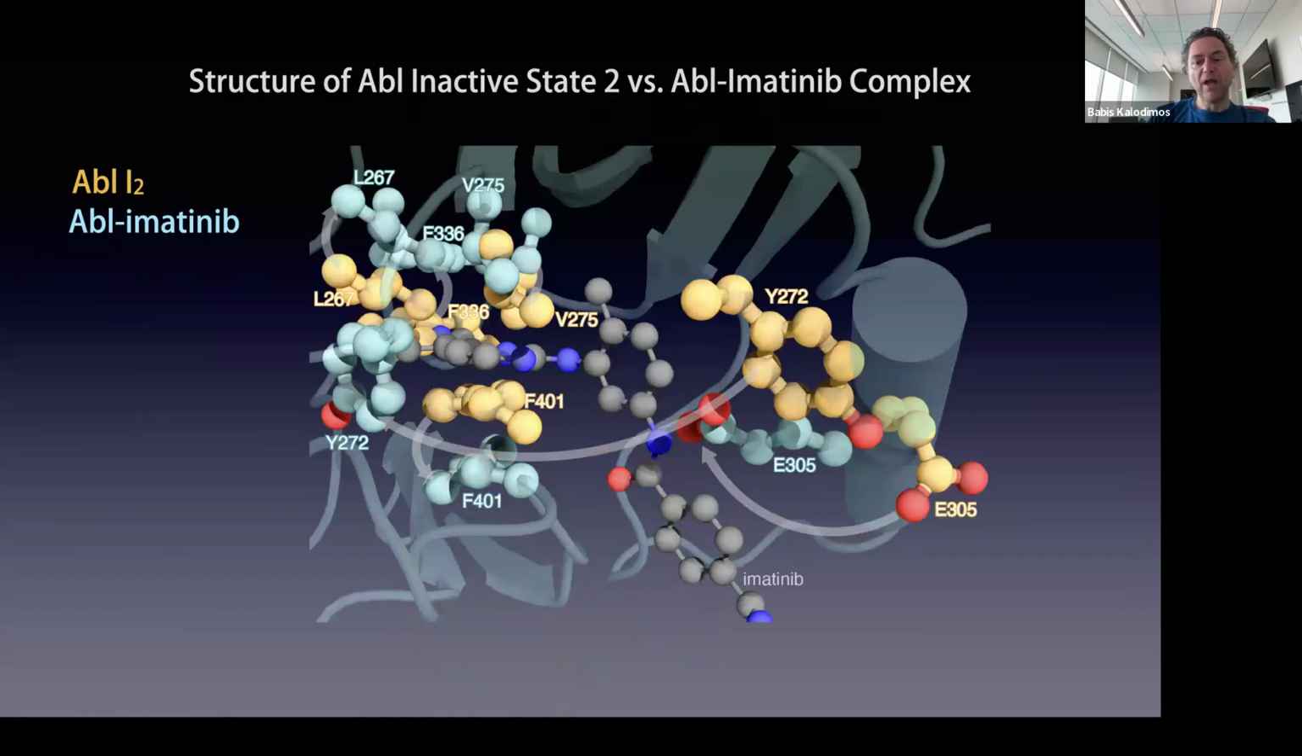Now, here I zoom in into the active site. You can see Glivec, imatinib, in gray, and you see that although it fits nicely into this pocket that pre-exists in this orange state, which is the Abl inactive state, even there, there are some very significant conformational changes. For example, this tyrosine 272 in orange is all the way to the right in the inactive state. And when Glivec binds, it pushes this one all the way to the left.